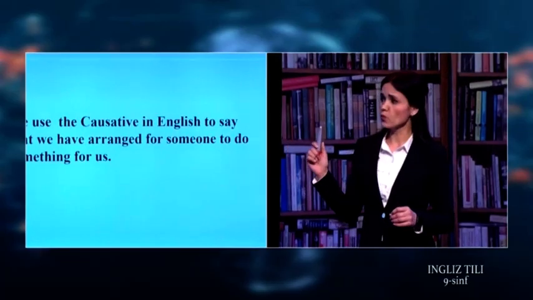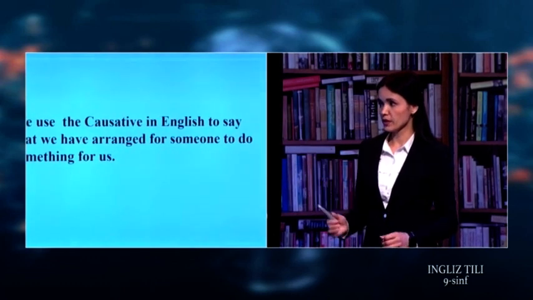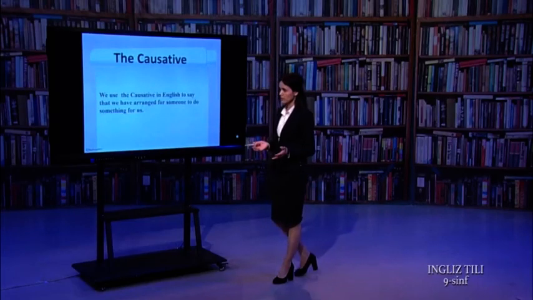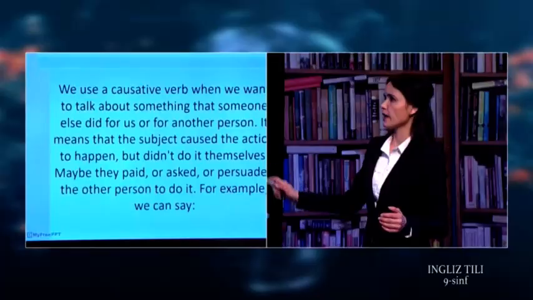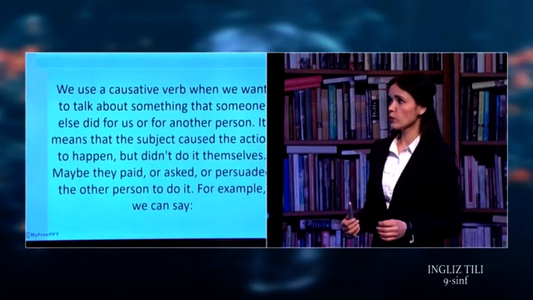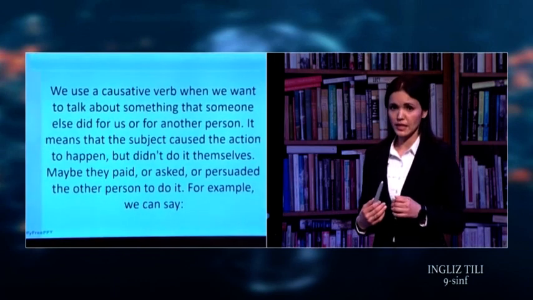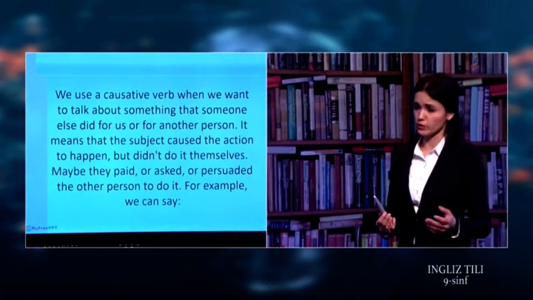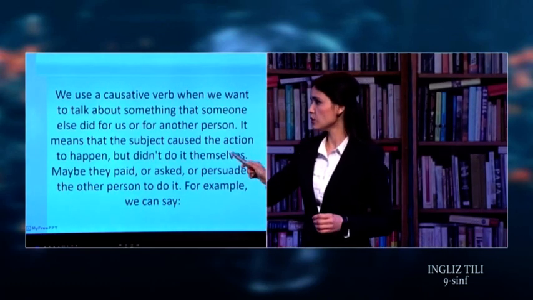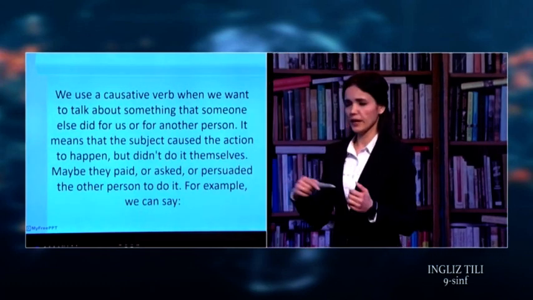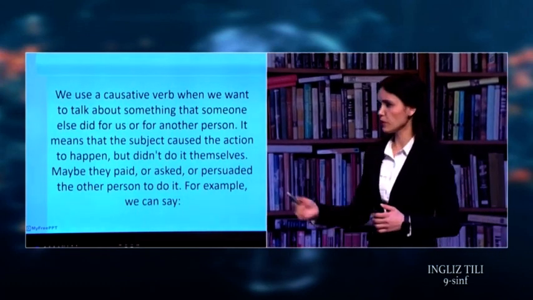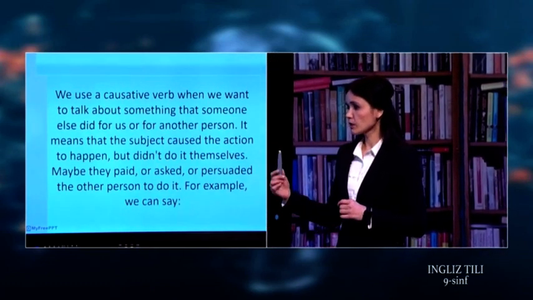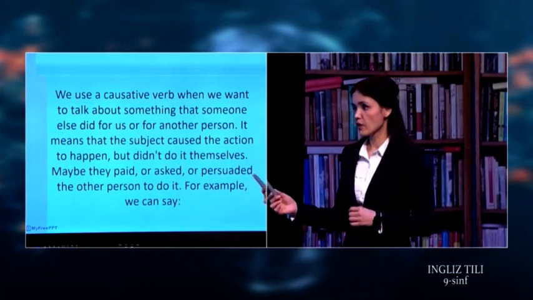We use the causative voice in English to say that we have arranged for someone to do something for us, not for themselves. We use a causative when we talk about something that someone else did for us or for another person, but they didn't do it for themselves. Maybe they paid or asked or persuaded. Persuaded means they asked the other person politely to do it.